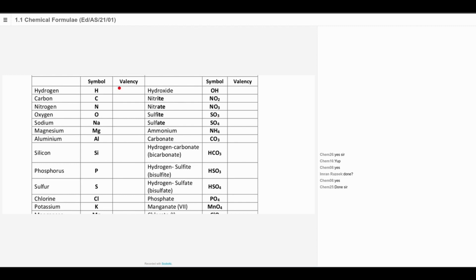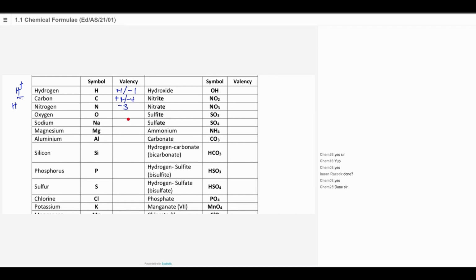As for hydrogen, it has one electron in the outermost shell, so it can lose that one electron and form the hydrogen ion, which is +1, or it can gain an electron and form the hydride ion. H plus is the hydrogen ion, and H minus is the hydride ion. So hydrogen can be either +1 or -1. Carbon is +4 or -4. Nitrogen group is -3.